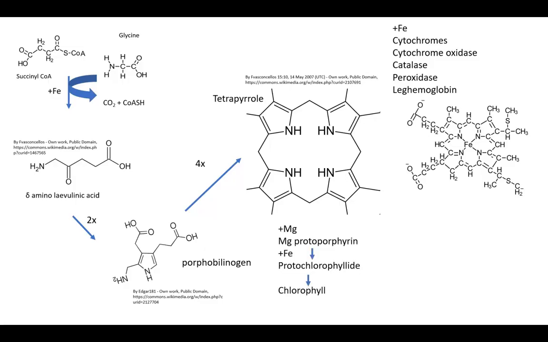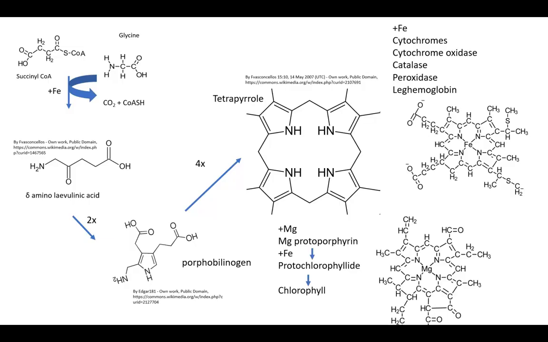We've got another possibility. We can add magnesium onto the inside, which gives us magnesium protoporphyrin. Out of that, we use iron to give us protochlorophyllide. Out of that, we make chlorophyll. Chlorophyll looks like this. This is part of chlorophyll A. We can change this around and get different types of chlorophylls.